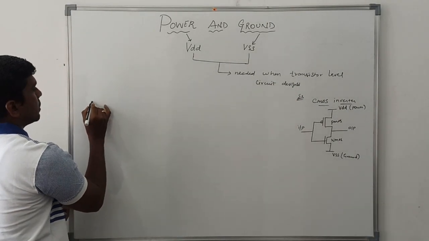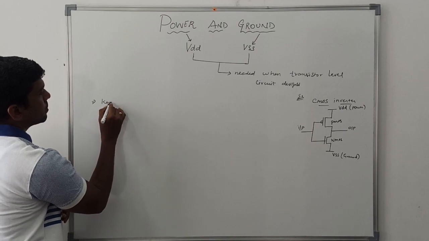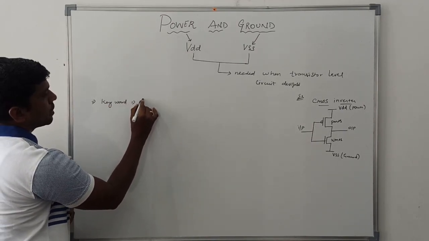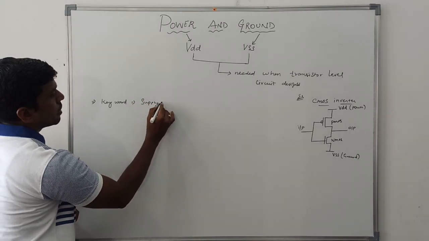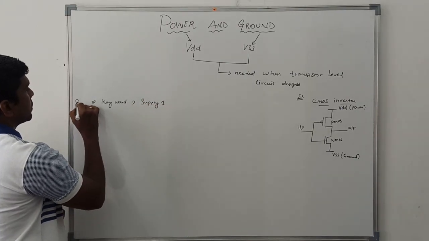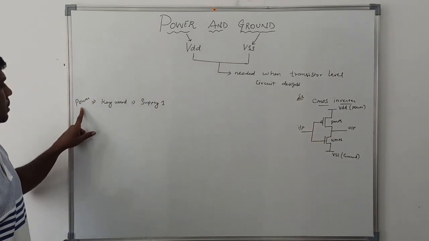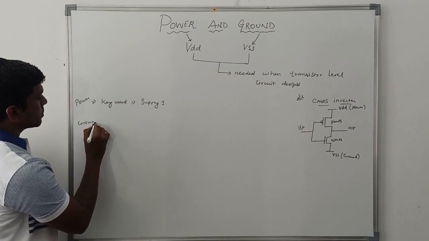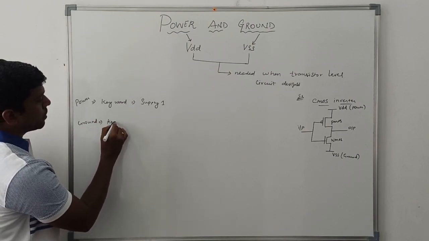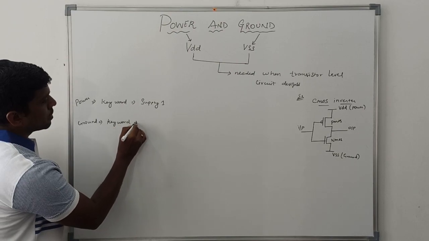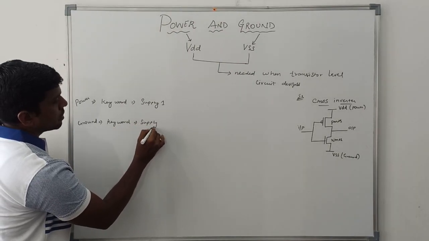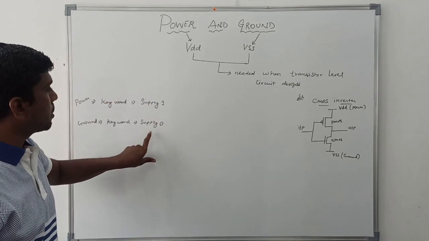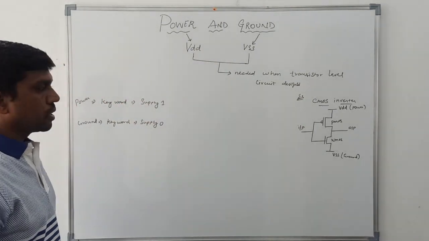So this power is defined with the keyword supply 1. Ground is defined with the keyword supply 0. So supply 1 in the sense it represents power, supply 0 in the sense it represents ground.